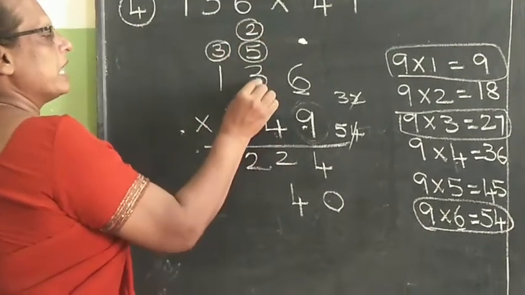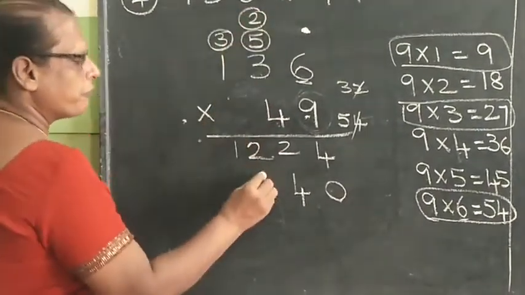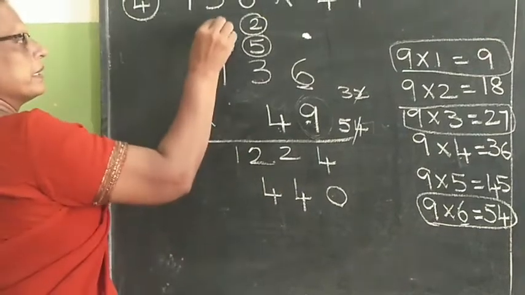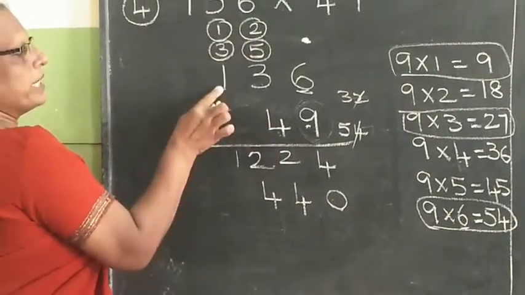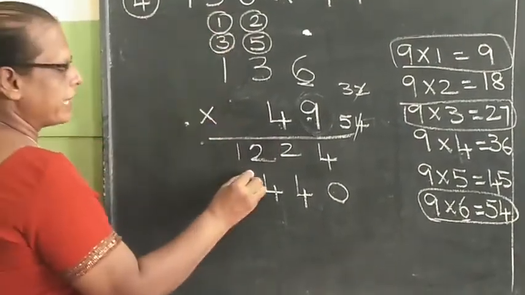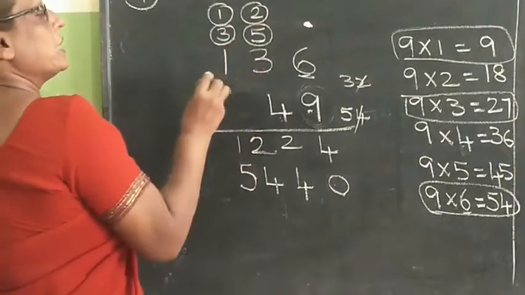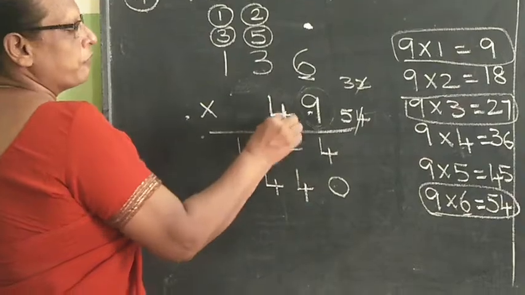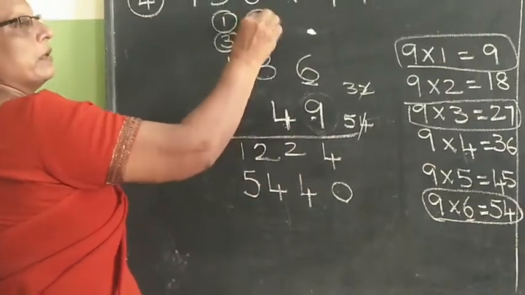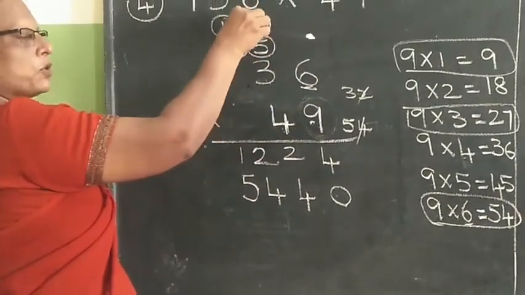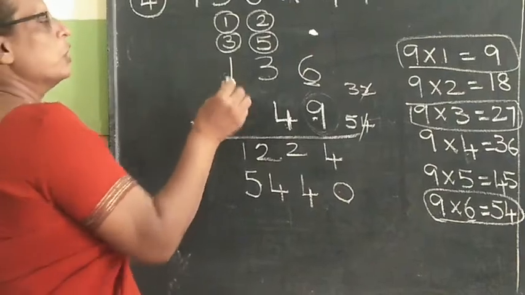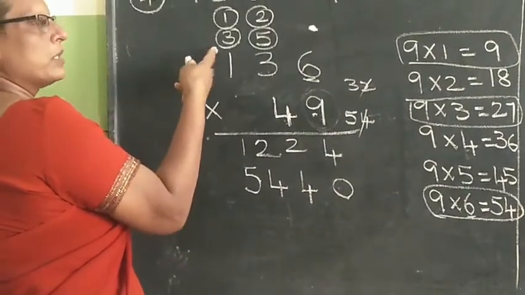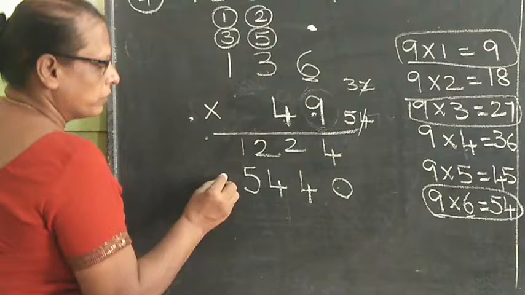And 4 3s are 12. 12 plus 2, 14. And 4 1 is 4. 4 plus 1, 5. So while adding also you should be very careful. If you multiply by 4, the carry over you have to write above. So when you add you should be very careful. You should not add the below number. Understood children?